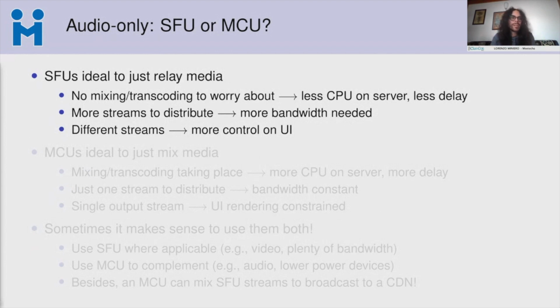And just in a nutshell, of course, you probably already know that SFUs are typically ideal when you just want to relay media because you don't have any mixing or transcoding to do, so less CPU on the server. At the same time, you do require more bandwidth because it basically means that you have to relay multiple streams for as many participants as there are.